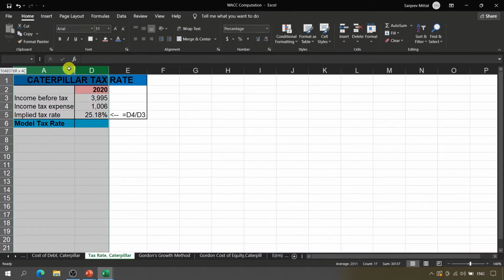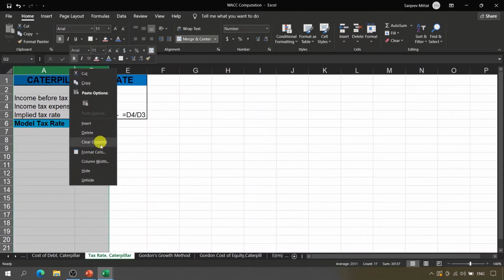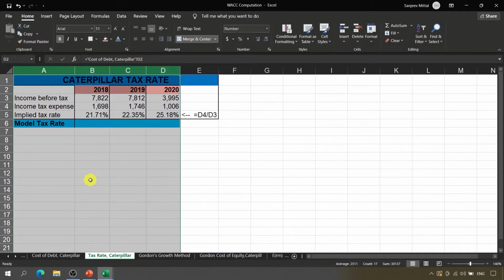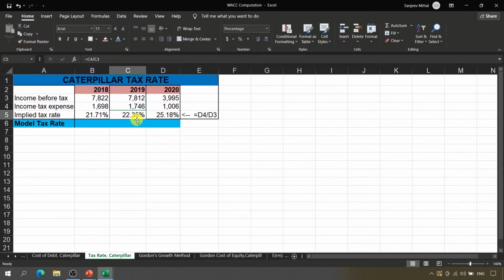In a similar manner, we shall take the details for the year 2019 also and 2018 also, and we shall get the implied tax rate for those periods also.